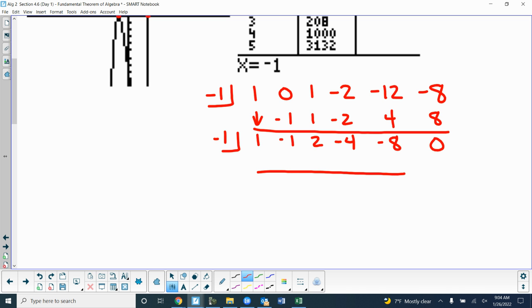And again, you just go to the second to last number then with your line. Oh, I added wrong.